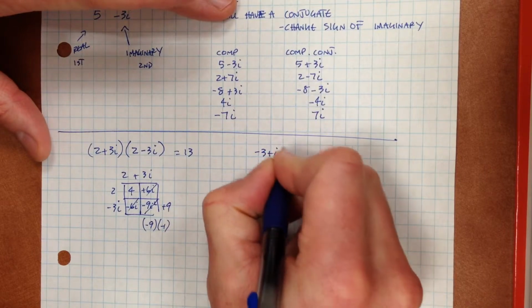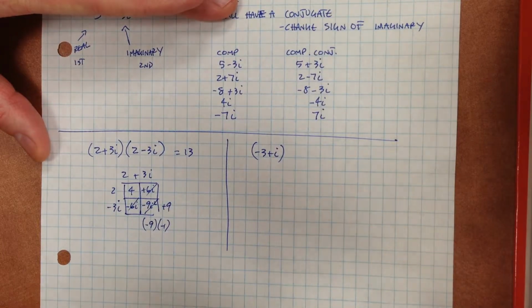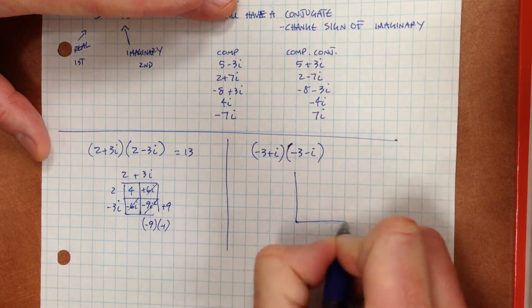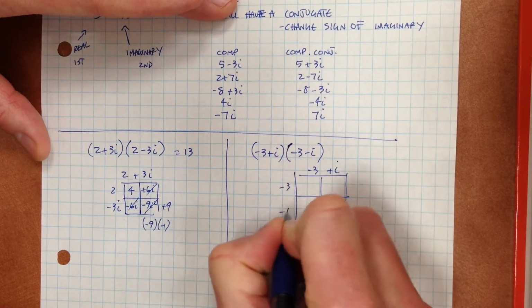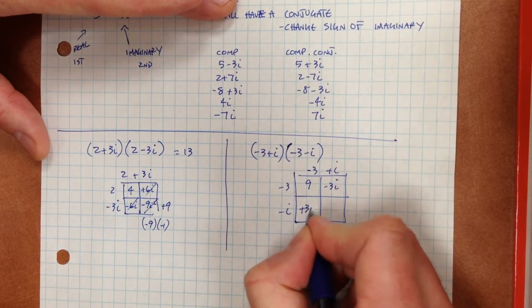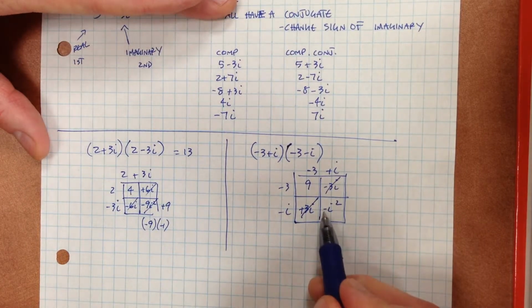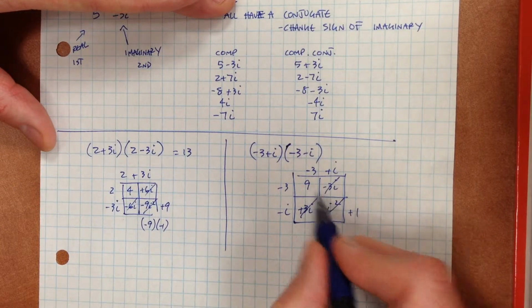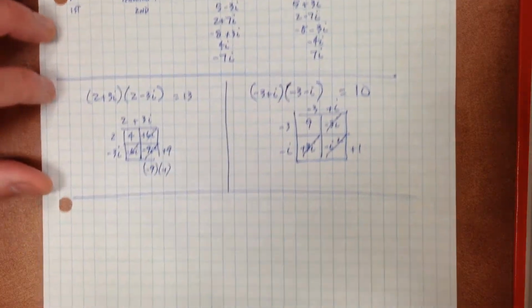Negative 3 plus i. Let's say that is my complex number. Well, we could multiply it by the conjugate, negative 3 minus i. So if you want to use your box to stay organized, feel free. Negative 3 plus i, negative 3 minus i. So that is 9, negative 3i, positive 3i, and down here you get negative i squared. Those cancel. Negative times that i squared, which is negative 1, ends up being a positive 1. 9 and 1 is equal to 10. That's very nice. Handy little trick right there.